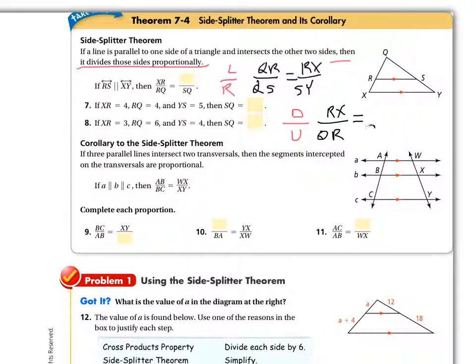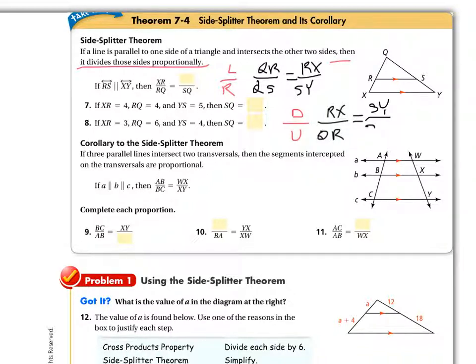SY. Whoops, I want that up top. I knew it was going to do that to me. Never mind. I'll fix it. It's not always the best, right? Okay, so SY goes up top.